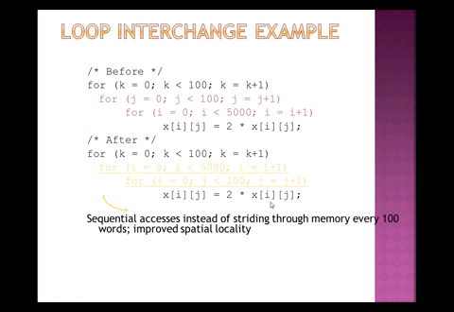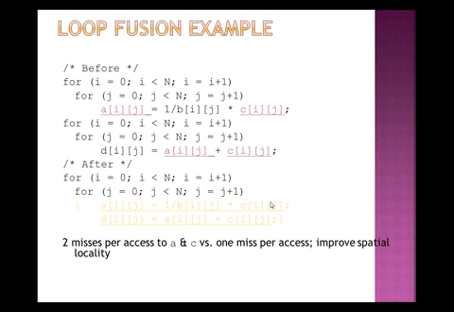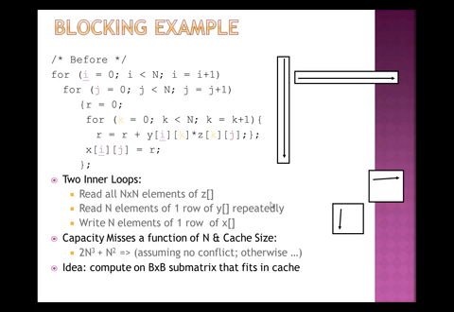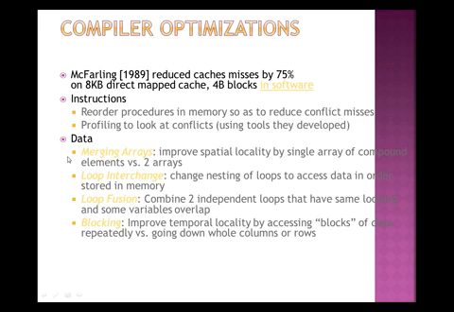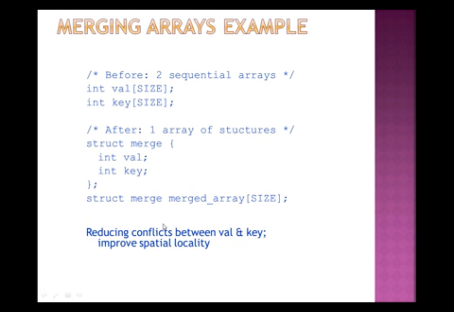This is your loop interchange, this is your merging array, this is a loop interchange example, this is a loop fusion example, this is a blocking example. So these are the four concepts for data used in compiler optimization: merging arrays, loop interchange, loop fusion, and blocking.